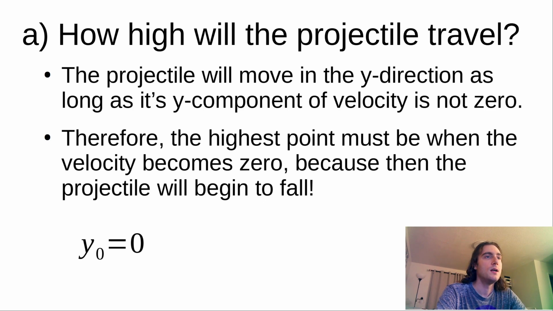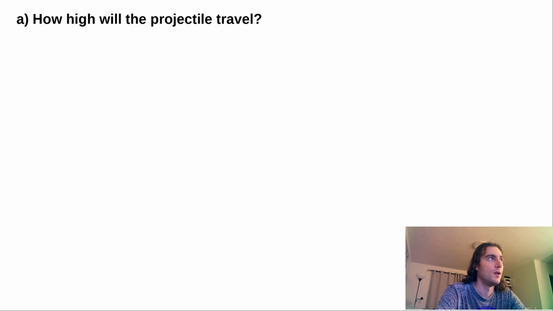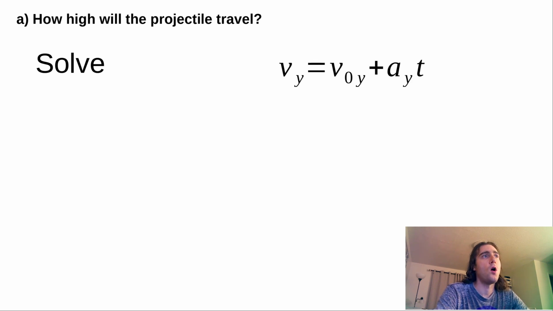So we know that the initial y position is something we can set to 0 because we choose our coordinate system. And we know that the y component of the acceleration is minus g, or minus 9.8 meters per second squared. We won't use numbers in this example though. So let's begin working on part A here. What we want to do is solve for when the y velocity is 0.